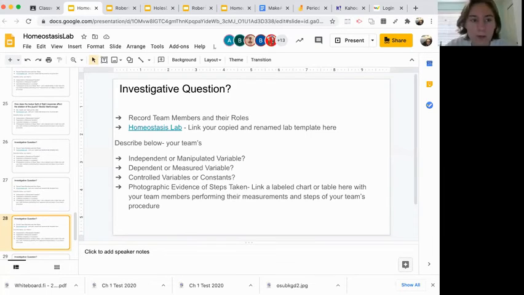Where do we find the slides again? If you go under the classwork tab for this week, go to homeostasis lab and click on it. There'll be 3 attachments: the Google slide, the Jamboard, and the actual lab. All right, thank you. Bye.